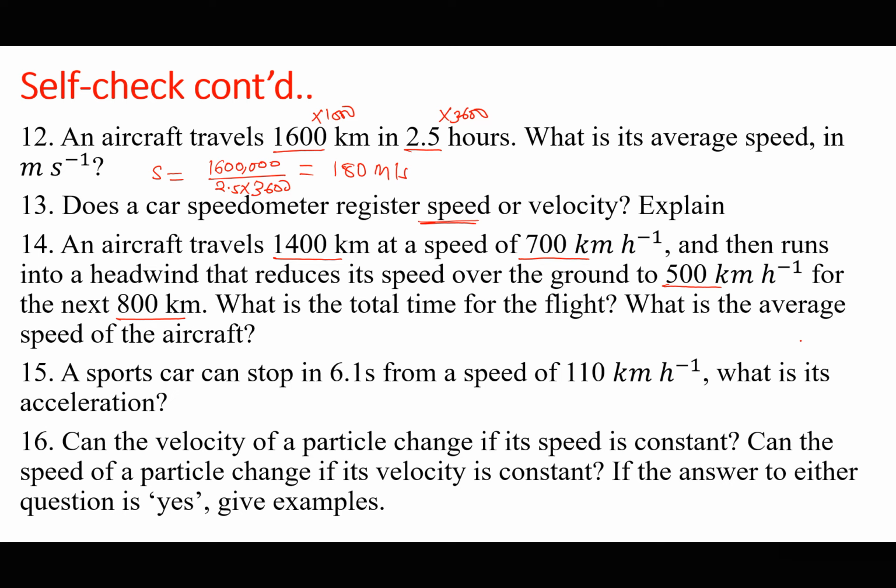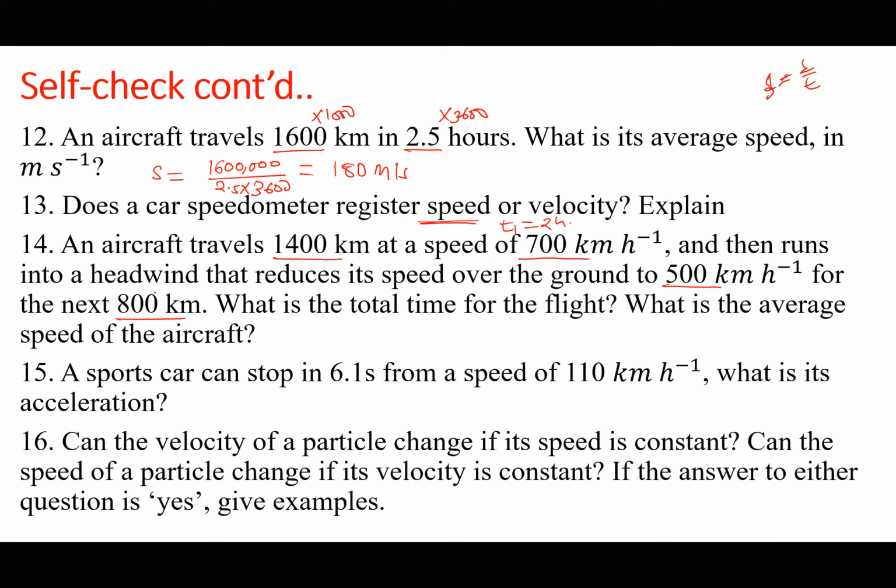So for the first, an aircraft travels 1,400 kilometers at this speed. So the time here, let me call this one T1. Time 1 is going to be distance over the speed. Speed is equal to distance over time, so time is distance over speed. So T1 is going to be 1,400 divided by 700. For the first journey, it is 2 hours.